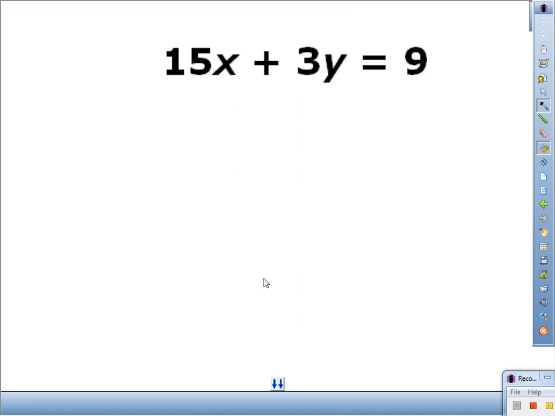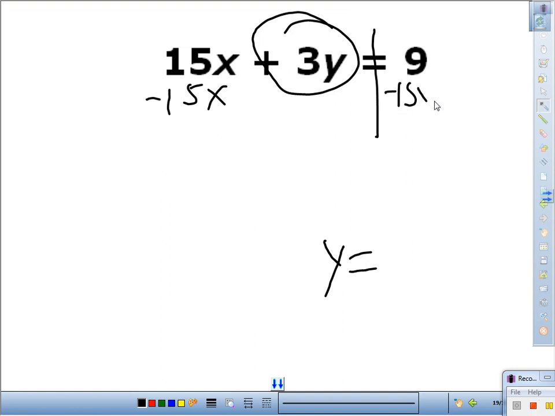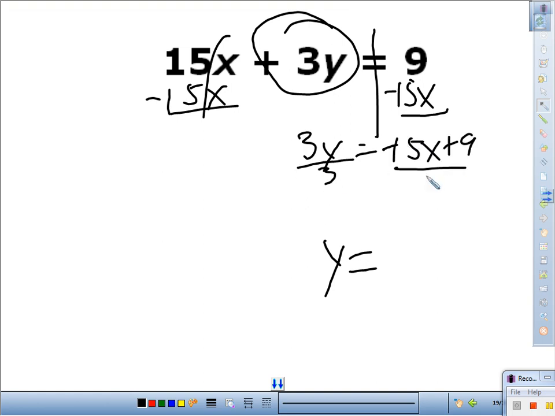Everyone, it has to be solved for y. It needs to read something like this, y equal to something. So if that's true and we need to leave this by itself, we need to do what? Subtract 15x, subtract 15x. We're left with 3y equals negative 15x plus 9, divided by 3. We're left with y equals, what is negative 15 divided by 3? Negative 5x. What is 9 divided by 3? Positive 3. Is it in y form now? Yes. What would be the next step?